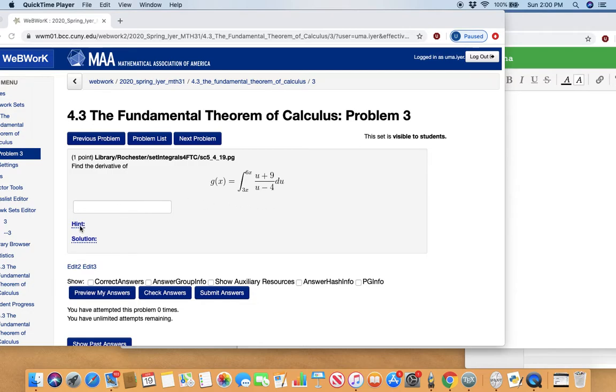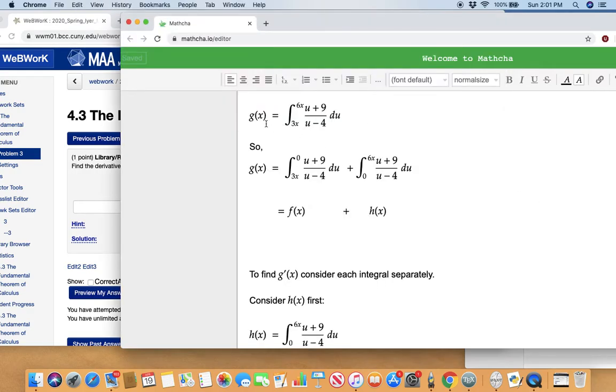In your problem, you will find a hint. You can look at it, but I've used it. So let's complete this problem. The question is g(x) is the integral from 3x to 6x of (u plus 9) over (u minus 4) du. This is a slightly difficult problem because the lower limit should be a pure number. It isn't. The upper limit should be x. It isn't.